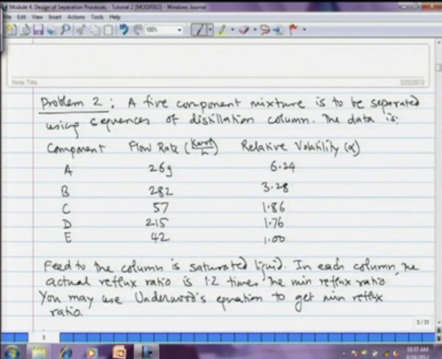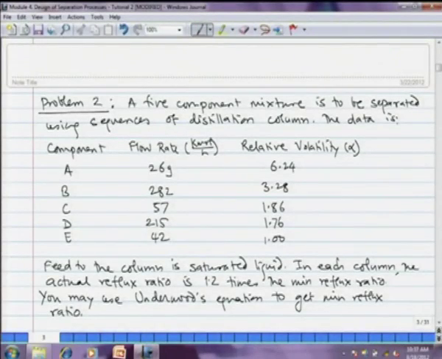We now see the second problem. This problem is about determination of the total vapor flow rate in different sequences of distillation, and we use the Porter and Momoh formula for it. I read out the problem statement for you. A 5 component mixture is to be separated using sequences of distillation columns. The data is as given, appearing on your screen.